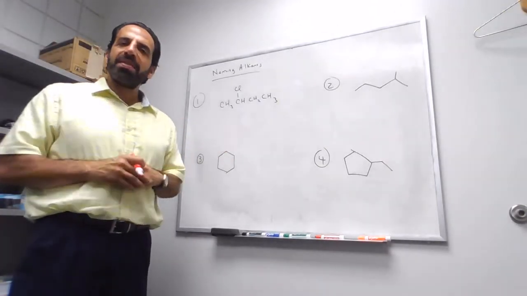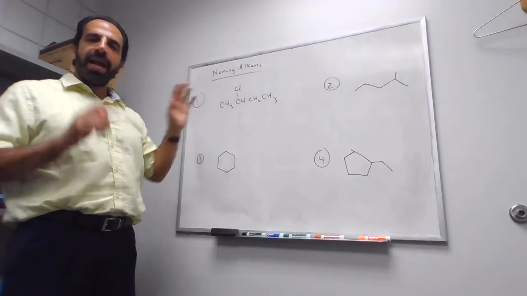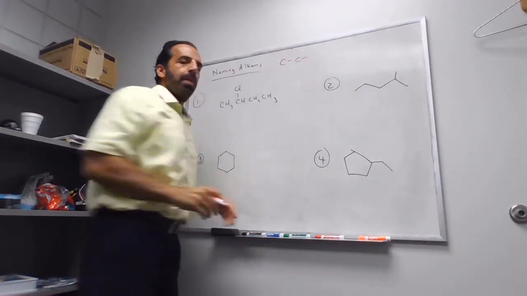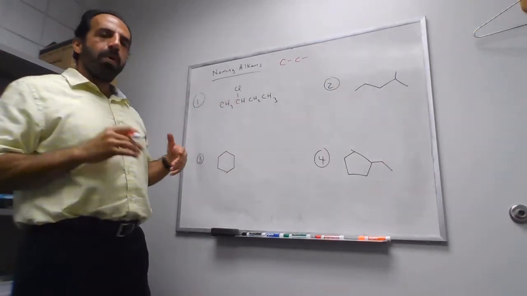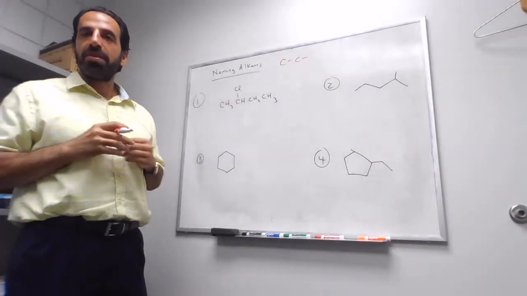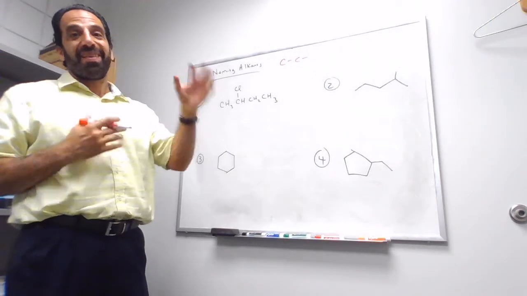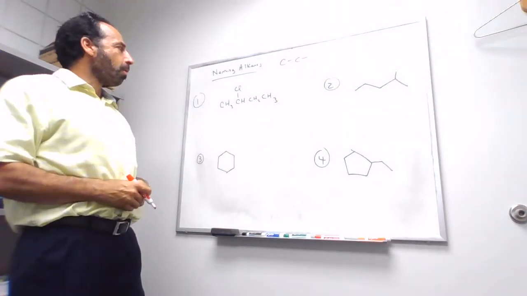So let's go ahead and do some basic naming of alkanes. Again, alkanes are just going to be carbon-carbon single bonds. That's the big difference between them. A few things about this one. You're going to have to number the chains and stuff like that. A lot of times when naming alkanes, it's better to do by example rather than write down 15 rules to follow. So a couple of things.